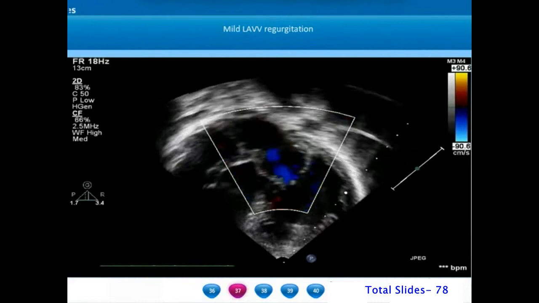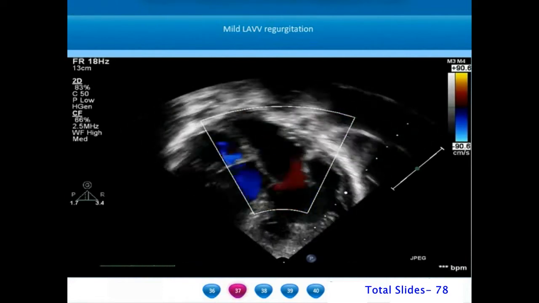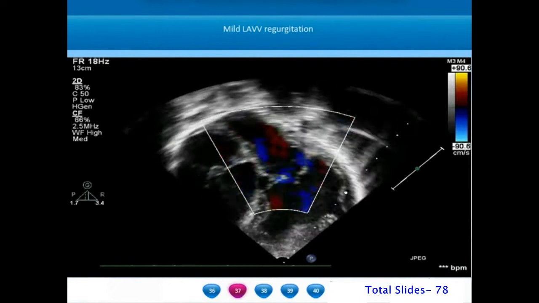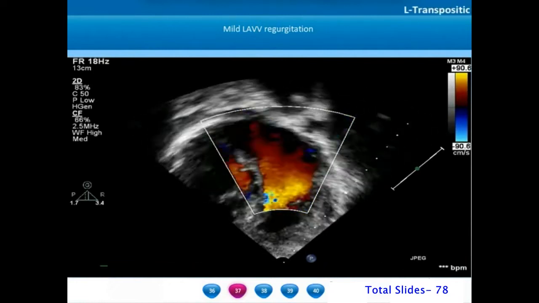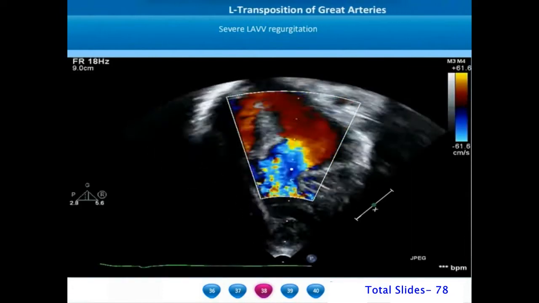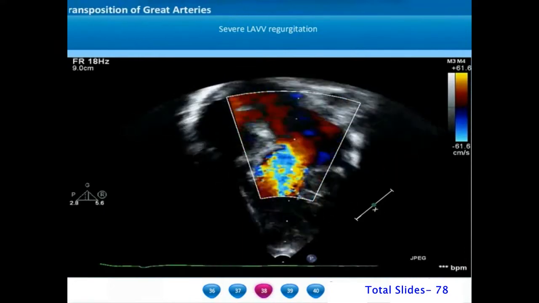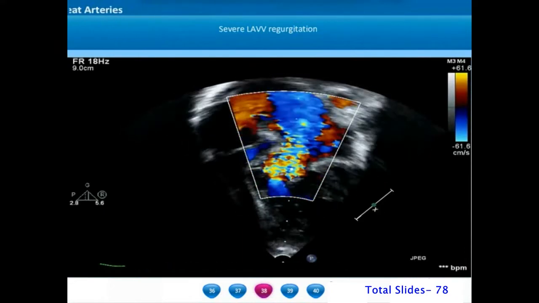In this apical view, we can notice a mild dilatation of the left atrium and morphological right ventricle and mild left AV valve regurgitation. Here there is a very severe left AV valve regurgitation causing a marked dilatation of the left atrium.